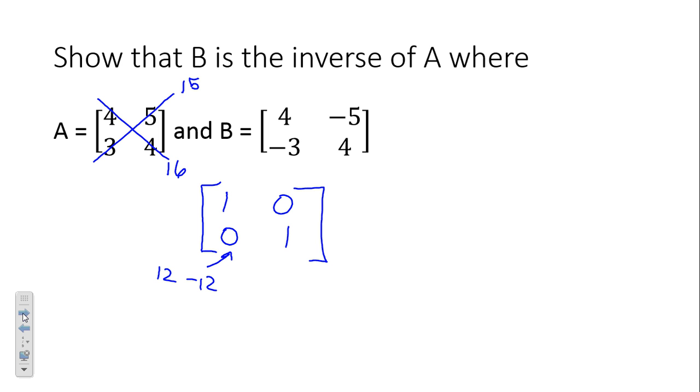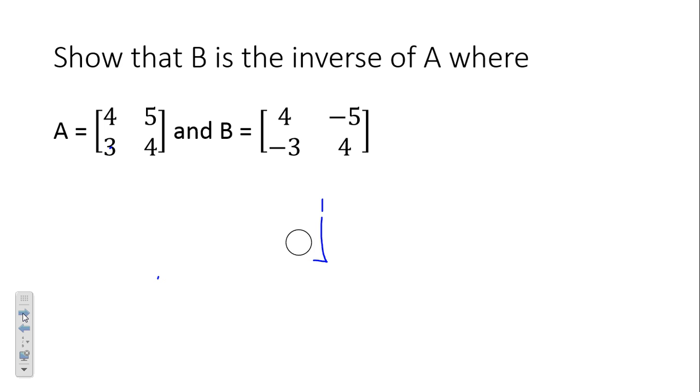Shall we take B times A to make sure it's the identity? Or do you trust me? Okay, Rachel? Absolutely. Okay. So when we're looking at these, let's try it one more time. I should have written them out.